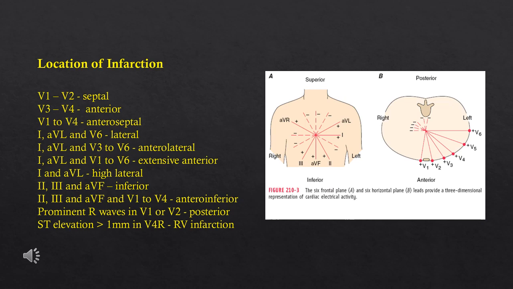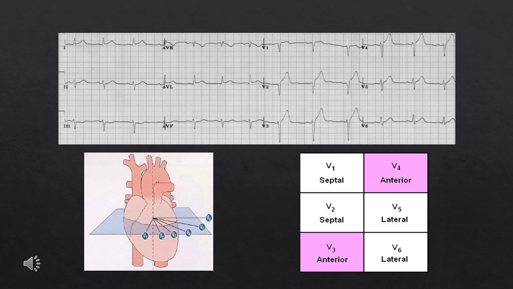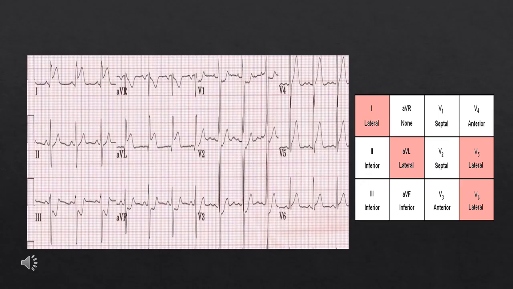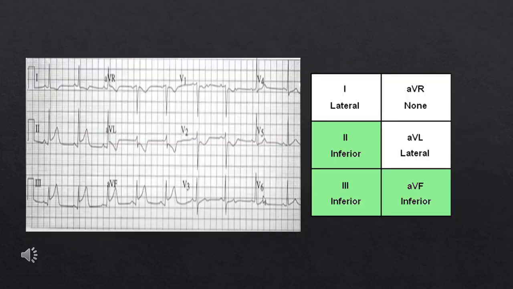This is how you localize the infarction using the ECG leads. This is an example of an ECG with anterior wall MI. This is an example of an ECG with lateral wall MI. This is an ECG example of inferior wall MI.